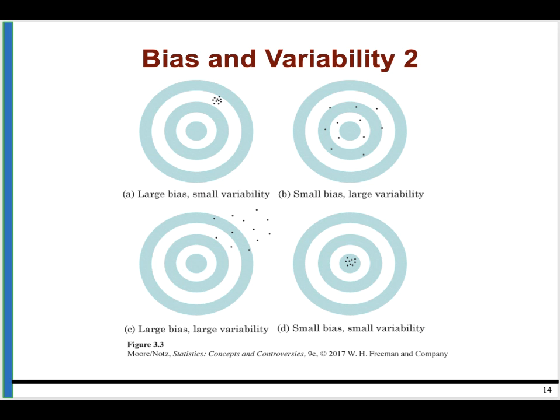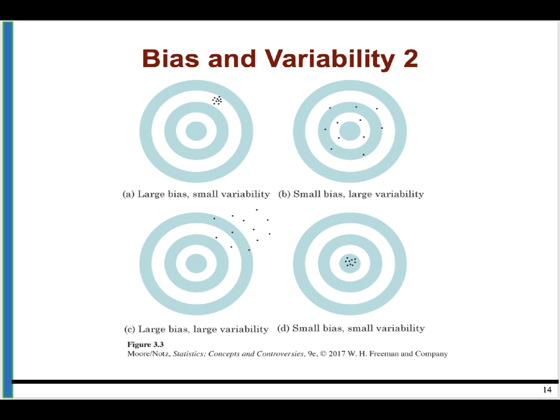You can think of bias and variability on a target here. In the top left, letter A, this has large bias because it's very far away from the target, but it has small variability because all of the results are in that same little region. Going to the right, letter B has small bias because most of the results are close to the target, but a large variability because they are quite spread out.